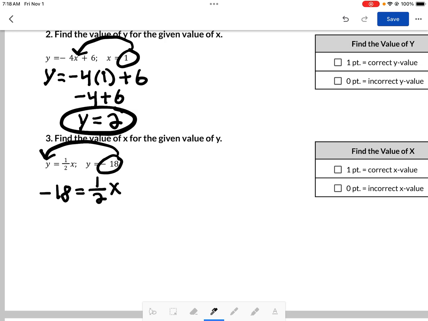Remember with fractions, in order to get X by itself here, I have to multiply by the reciprocal. And the reciprocal is just the flipped version. So instead of 1/2, I'm going to multiply both sides by 2. And when I do that, the 2's cancel. I'm left with a singular X. And then -18 times 2 is -36.